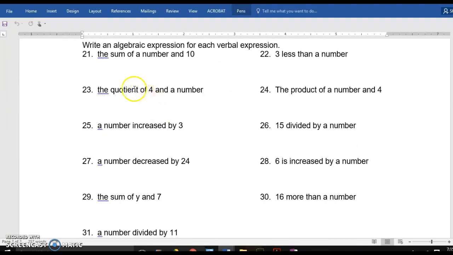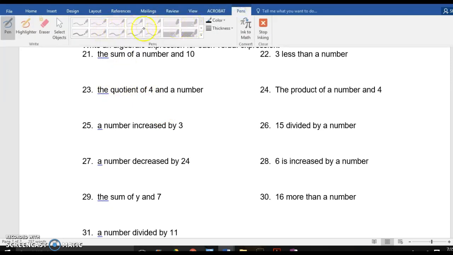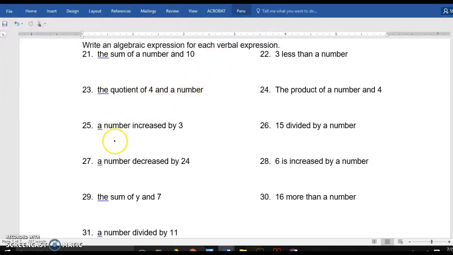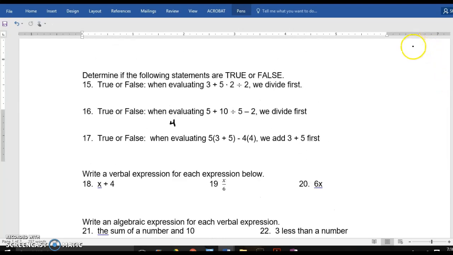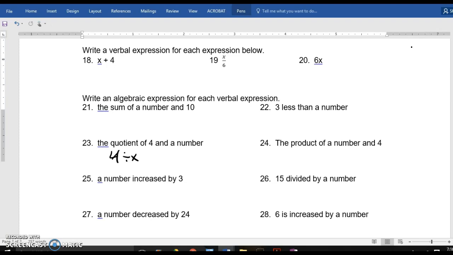The quotient of 4 and a number. When they give you something like this, quotient of a number, you should know it's going to be in the order they give it to you. So it should be the quotient of 4, so 4 divided by x, or you could have 4 in fraction form divided by x. Other than that, this quiz was awesome.